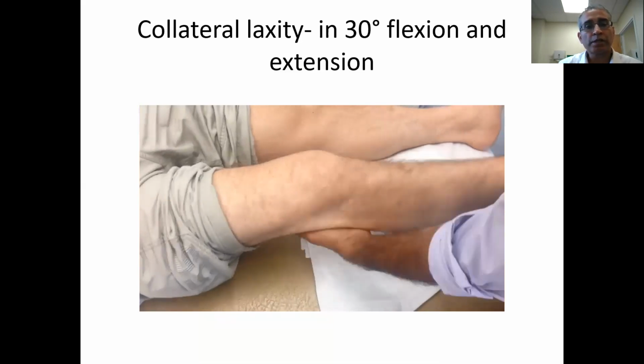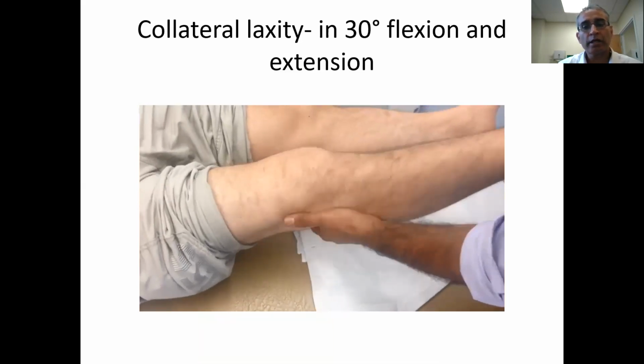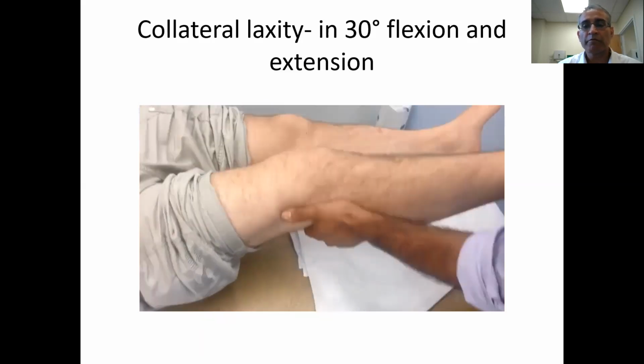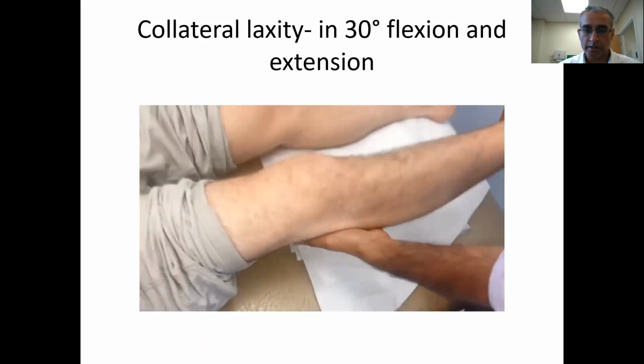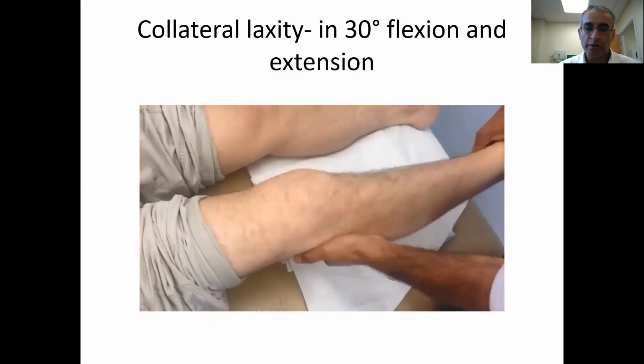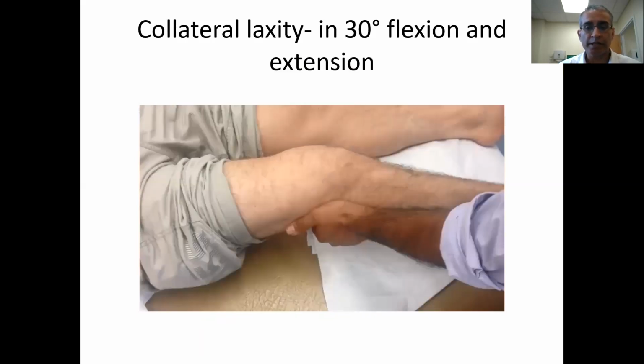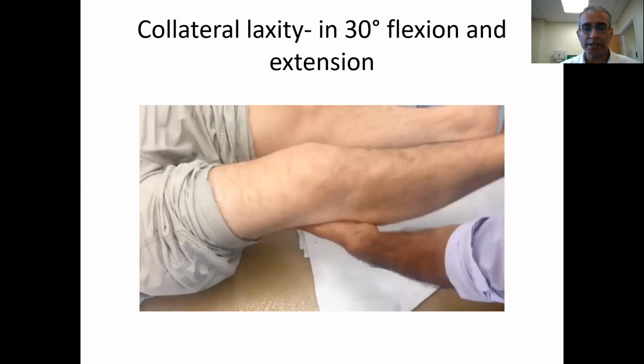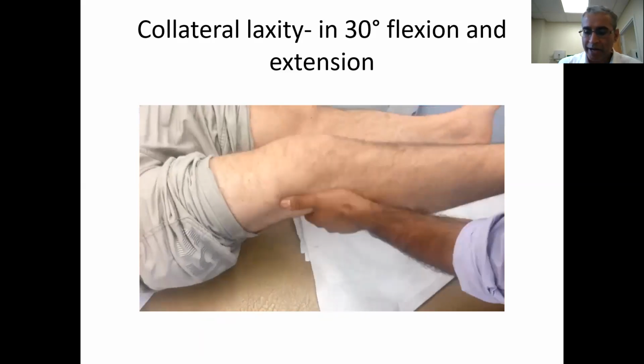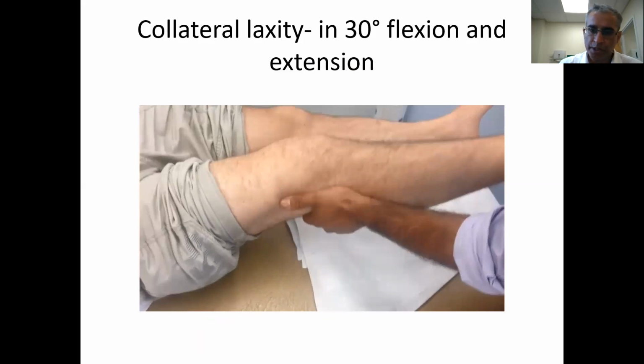The next thing you want to assess is what's called collateral laxity, and that's done by providing varus and valgus stress, and that tests for the lateral and medial collateral respectively. And that's best done in 30 degrees flexion and in extension. Why do you think we have to test in both positions?